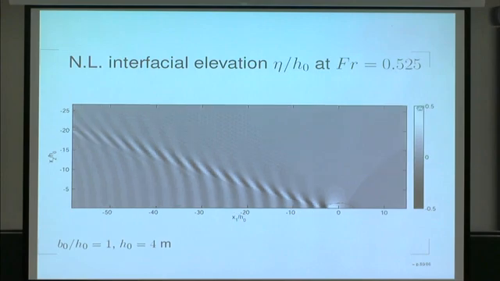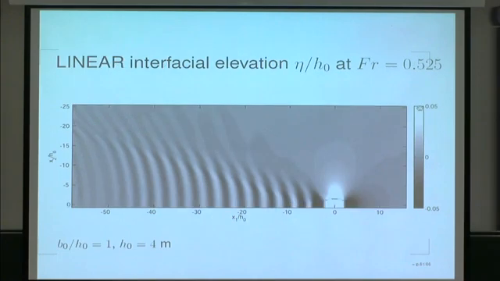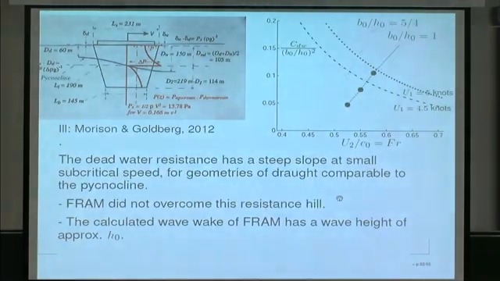If the Froude number is 0.525, this is the wave wake. And if you do the linear, you get basically nothing. You get 10% of the nonlinear wave wake and no force. Force is 0. And here you can see the reason. The pressure below the ship is very symmetrical. So returning now to the iceberg case.